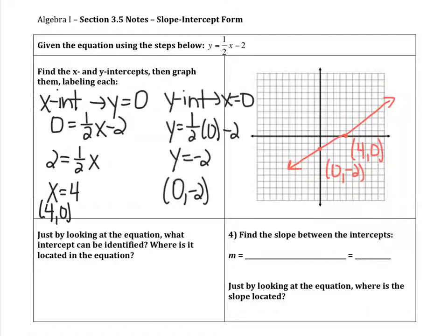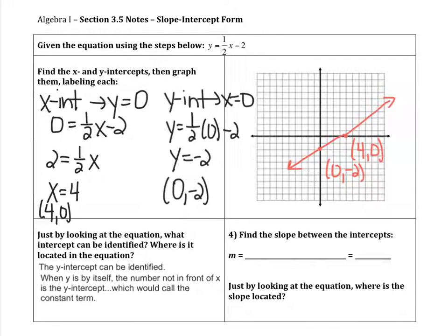To answer this, the y-intercept can be identified. To answer the question, where is it located in the equation, notice that in the equation, the y is by itself. Whenever the y is by itself, the number that's not in front of the variable x is the y-intercept. When y is by itself, the number not in front of x is the y-intercept, which we would call the constant term.